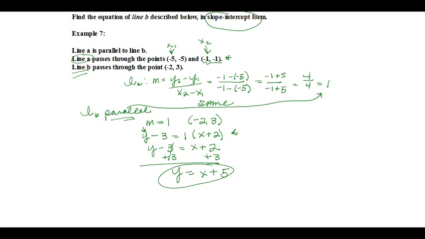Okay, so go ahead and try the perpendicular one on your own. Example 8, remember that line B for that one is going to have the opposite reciprocal slope that you find in line A with those first 2 points that are given.